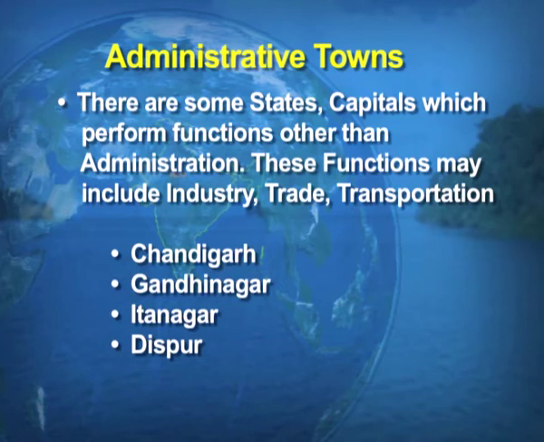Now, we will be taking up the administrative towns. So, that means the towns supporting the administrative headquarters are known as administrative towns. And dear children, all the state capitals are administrative towns. There are some state capitals which perform functions other than administration, for example, industry, trade, transportation, etc. The examples are Chandigarh, Gandhinagar, etc. Industrial towns, the towns which grow for industrial development, are known as industrial. The examples are Jamshedpur, Durgapur, etc.